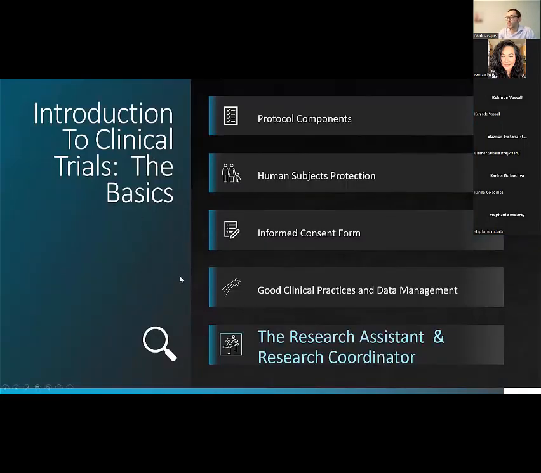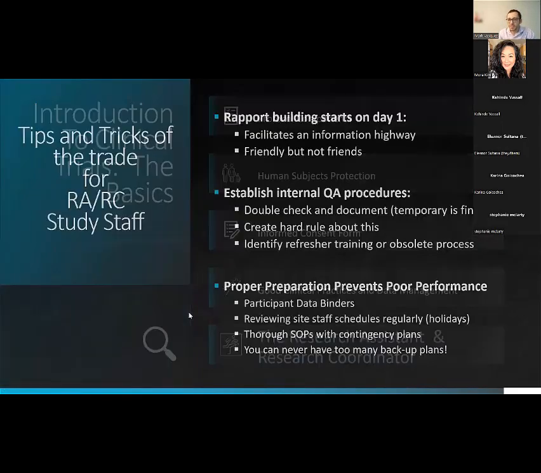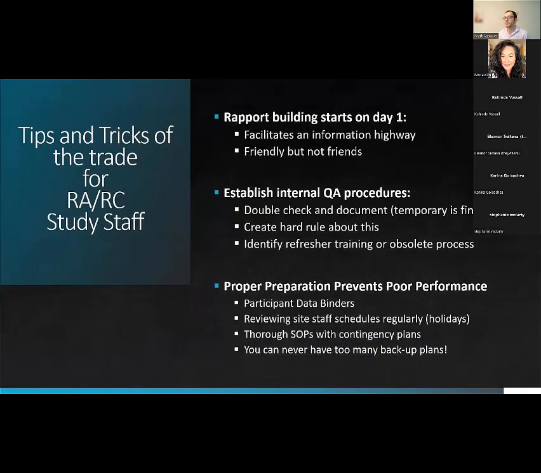All right, so we will wrap it up with research assistant and research coordinator tips, tricks of the trade, things we picked up. So the first thing is rapport building. I think for me, this is probably the most important. It's hard to pick one thing, but it's one of the most important elements in having research with humans. The better the rapport that you build, the easier it is going to be to communicate with them. It creates this information highway.